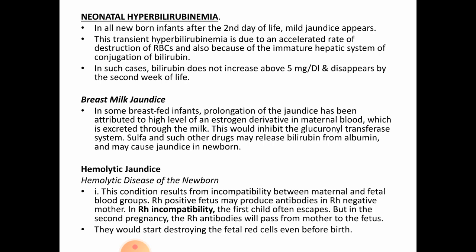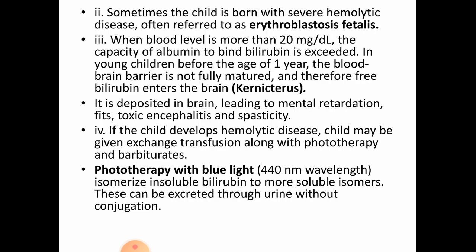So first explain what Rh incompatibility is. That is the condition that results from incompatibility between maternal and fetal blood groups. An Rh positive fetus may produce antibodies in an Rh negative mother. In Rh incompatibility, the first child may escape, and in the second pregnancy, these antibodies pass from mother to the fetus, which is fatal for the fetus, and this would start destroying the fetal RBCs even before birth. Sometimes the child is born with severe hemolytic disease, often referred to as erythroblastosis fetalis.